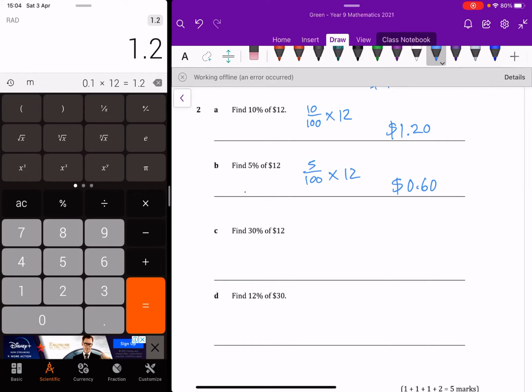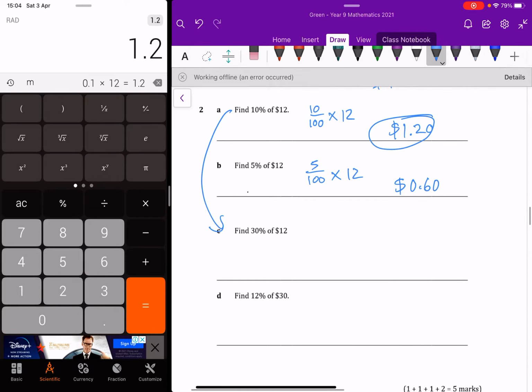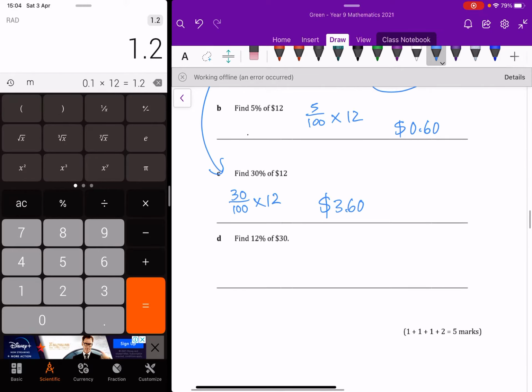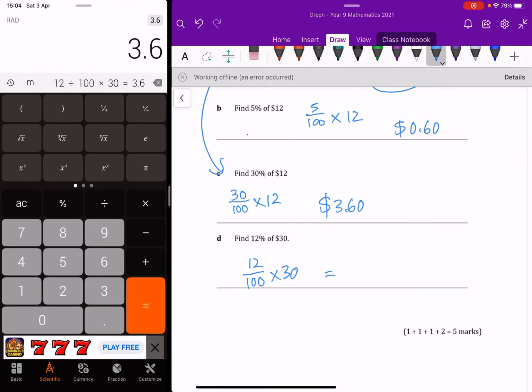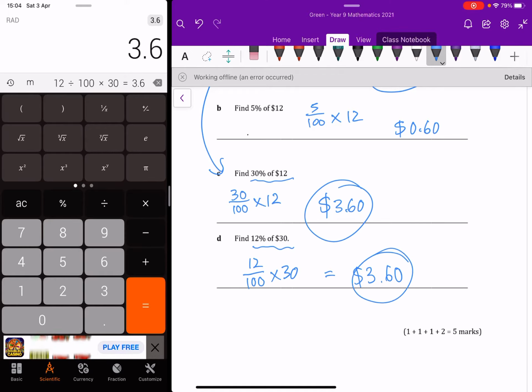30% of 12. Well, again, this is all kind of carried on from this. 30% of 12 is just 3 times this, so this is just $3.60. But again, I could start from the start and do 30 divided by 100 times 12. Lots of different ways to find your answers to these. And then this one, 12% of 30. Again, 12 divided by 100 times 30. Now, obviously, this is kind of weird, and I put it there for a reason, which is that it makes $3.60. So you'll see that both 30% of 12 and 12% of 30 is $3.60, which is kind of weird.